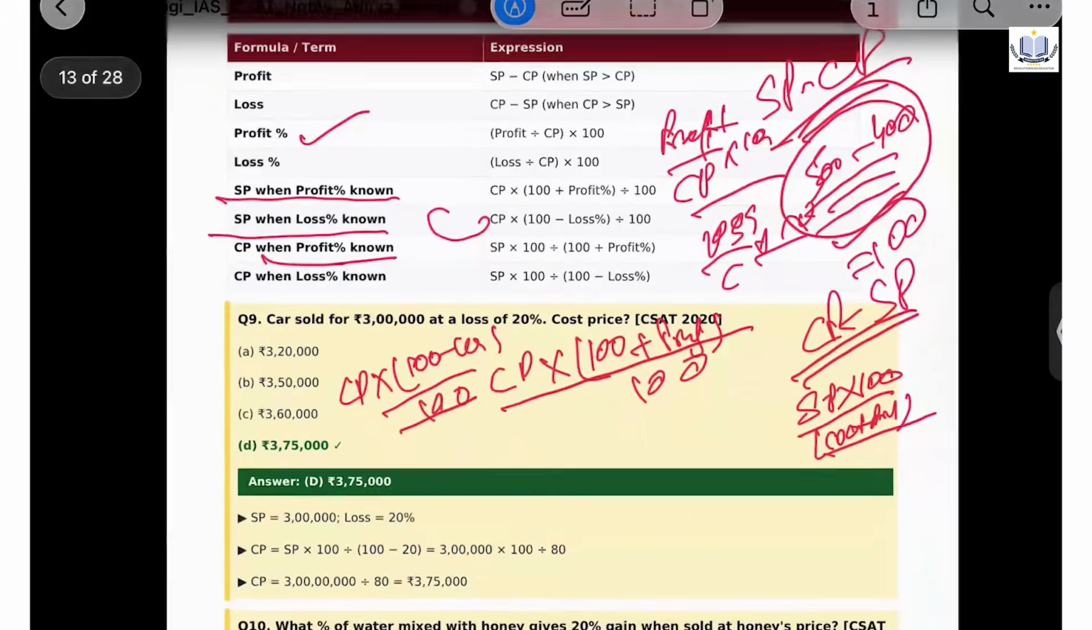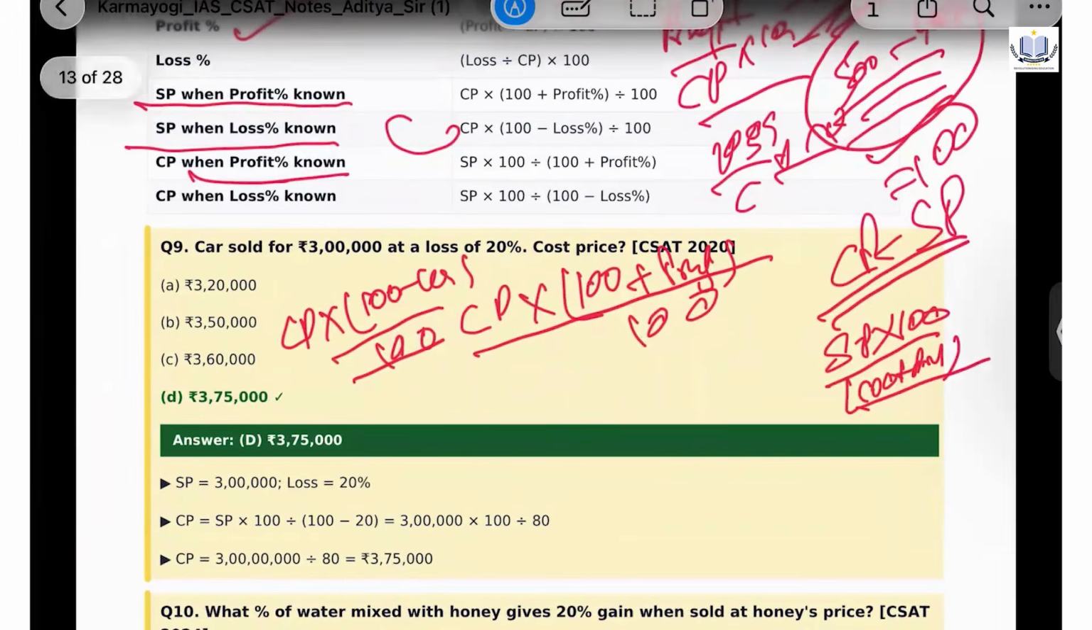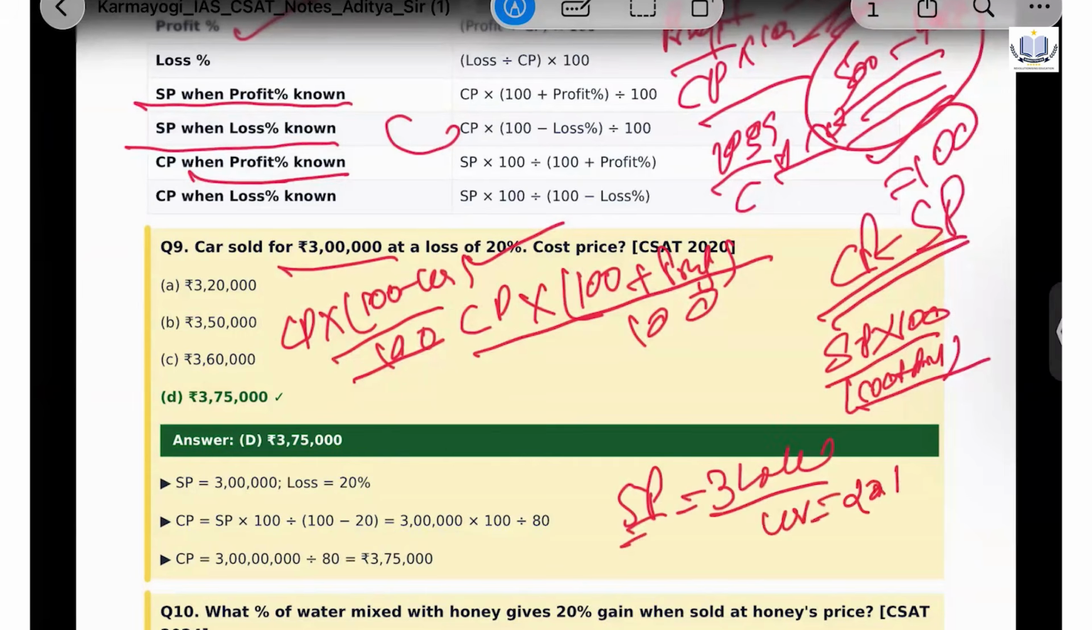Let's see the question. Car sold for 3 lakh at a loss of 20%. Cost price is what? Here what they have given? Selling price they have given. Selling price is your 3 lakh. Loss they have given 20%. What will be the cost price?